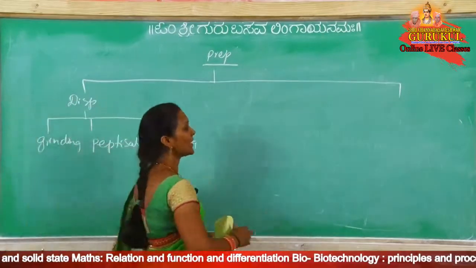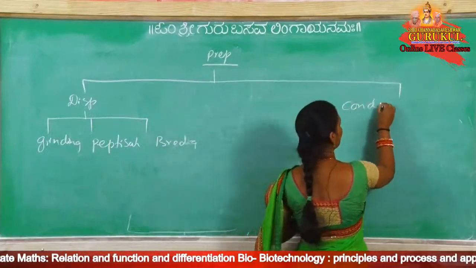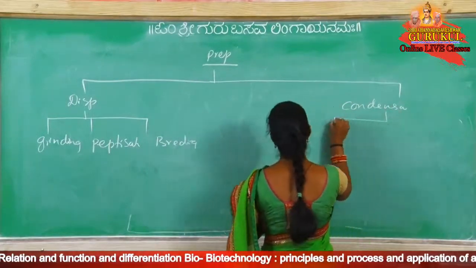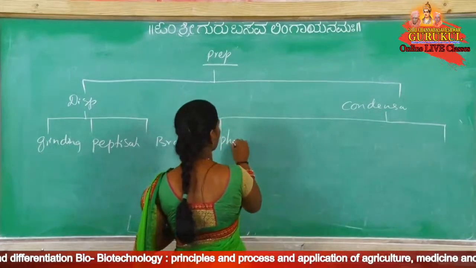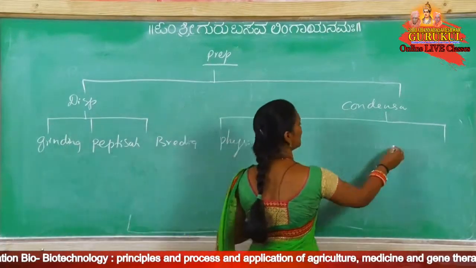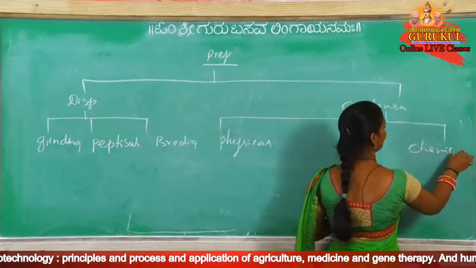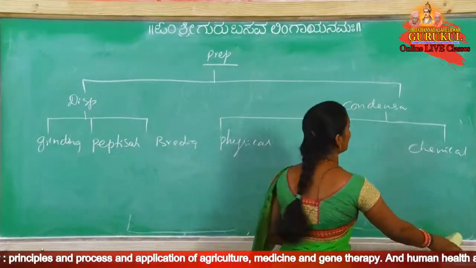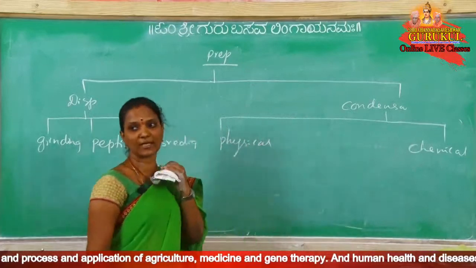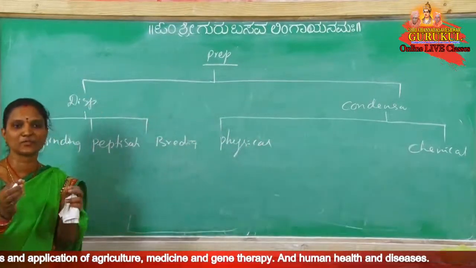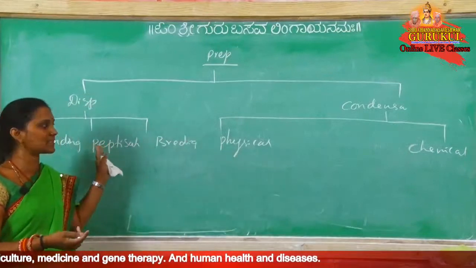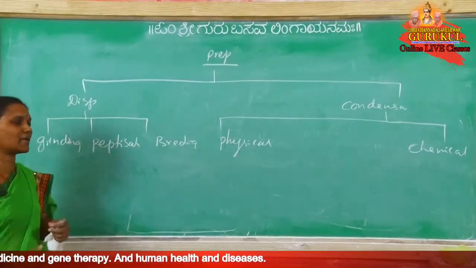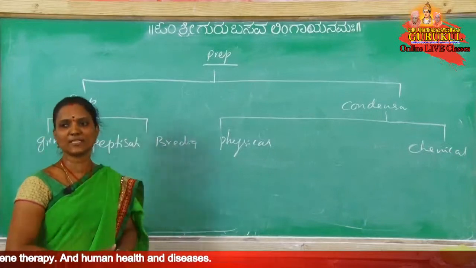So next one is condensation. Here we are following physical methods and also chemical methods. What are the major physical methods for the preparation of colloidal solutions? Here we are converting small particles to colloidal size particles, whereas in dispersion it is large to colloidal size. Now, small to colloidal size particles: physical methods. What are these physical methods?